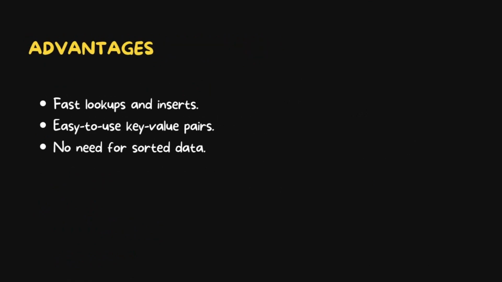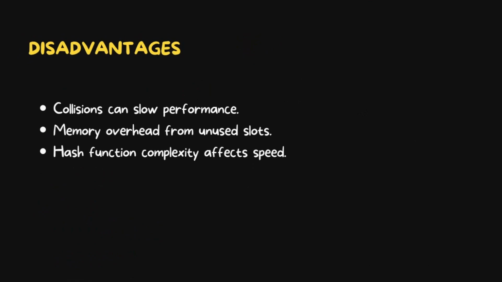Hash maps are incredibly fast, but they are not perfect. Some of the advantages are that they have fast lookups and insertions, easy to use key value pairs, and no need for sorted data. Disadvantages include collisions can slow performance, memory overhead from unused slots, and hash function complexity affects the speed of the program.